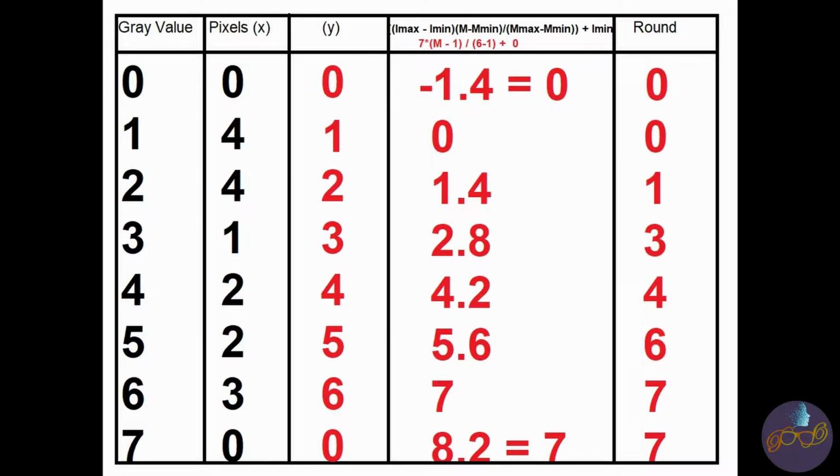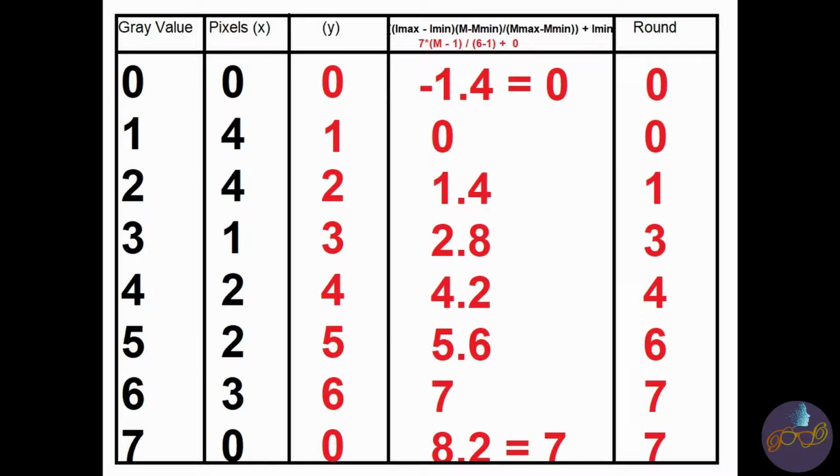Now let's see the formula. Lmax and Lmin represent the maximum and minimum of gray values, so it's 7 and 0 in this case, and 7 minus 0 will be 7. Now mmax is the maximum value of non-zero pixels, meaning the maximum value in this array, and it is 6, and the minimum is 1. So here we'll get 5, and L minimum is 0, so it doesn't matter if you add it or not.